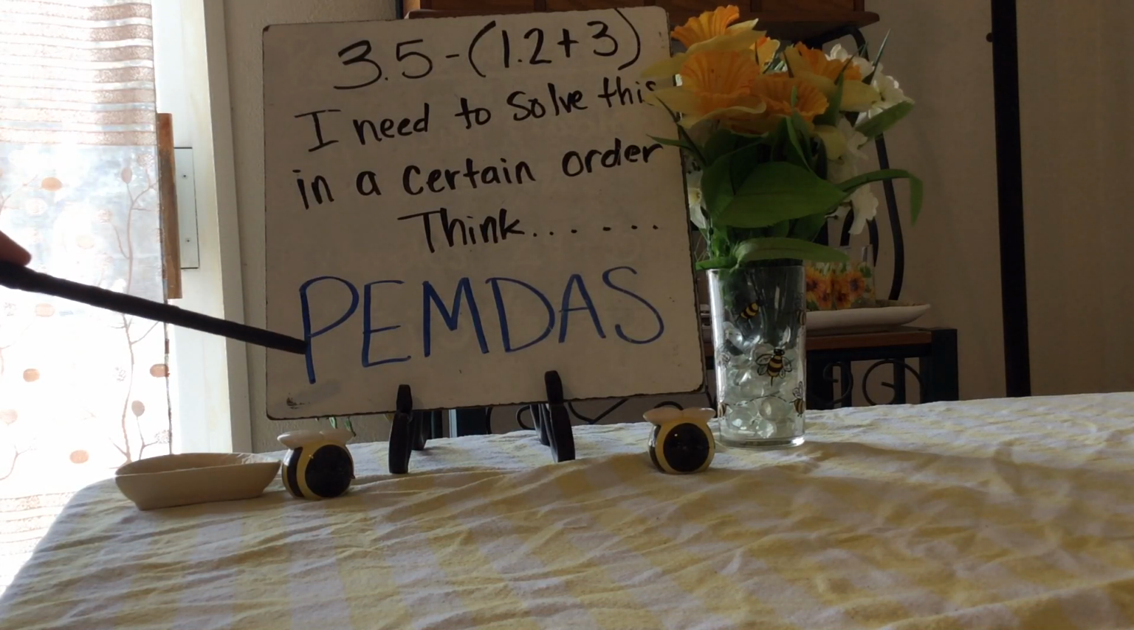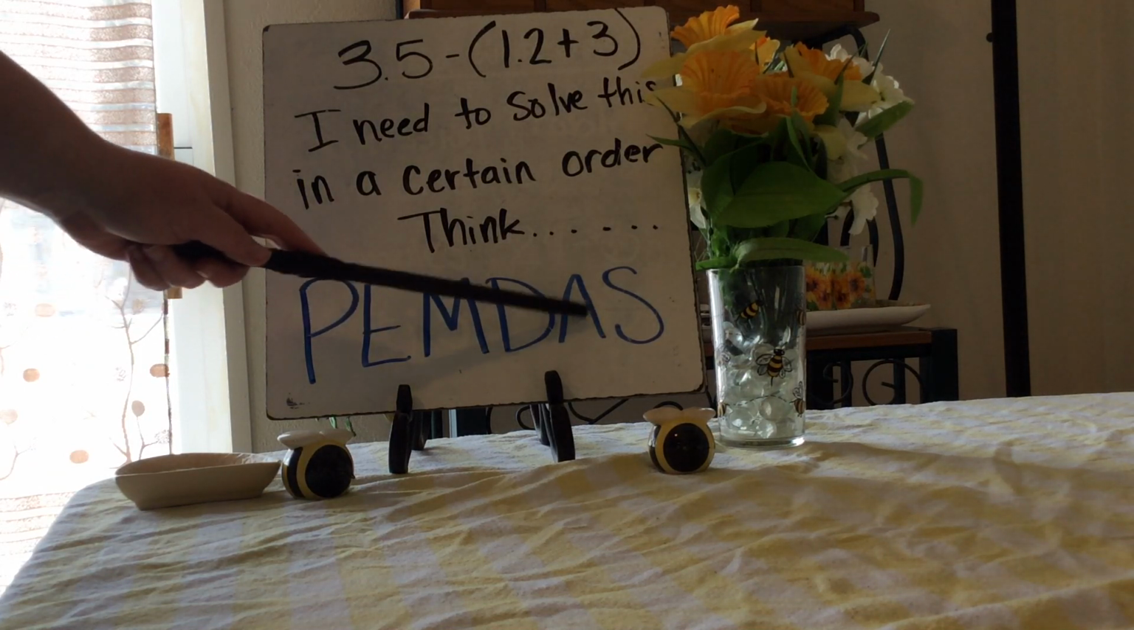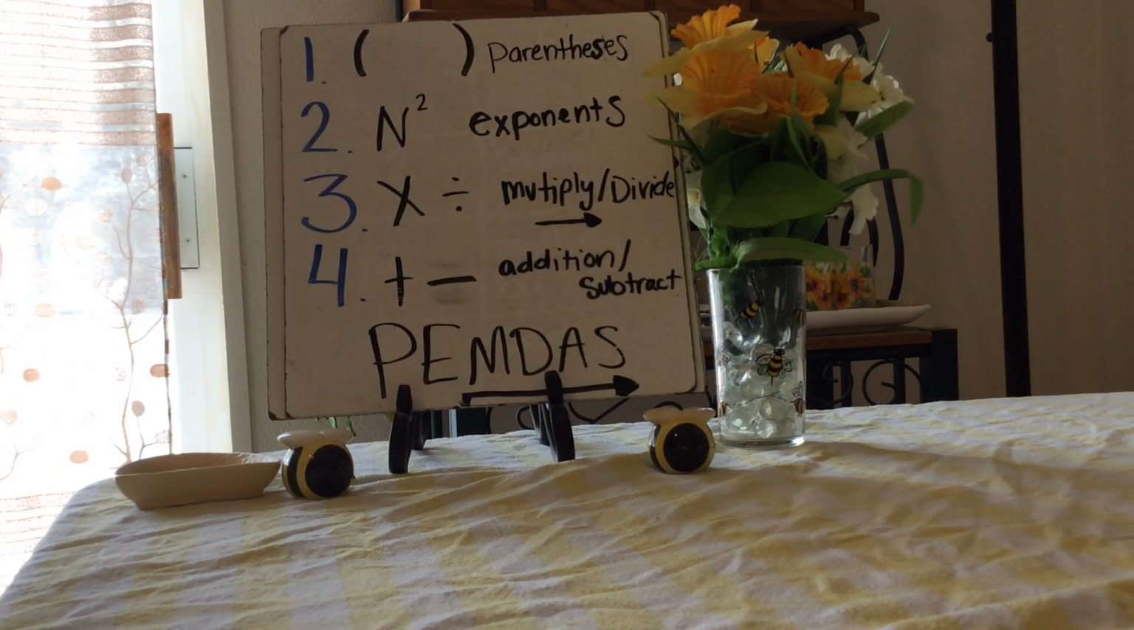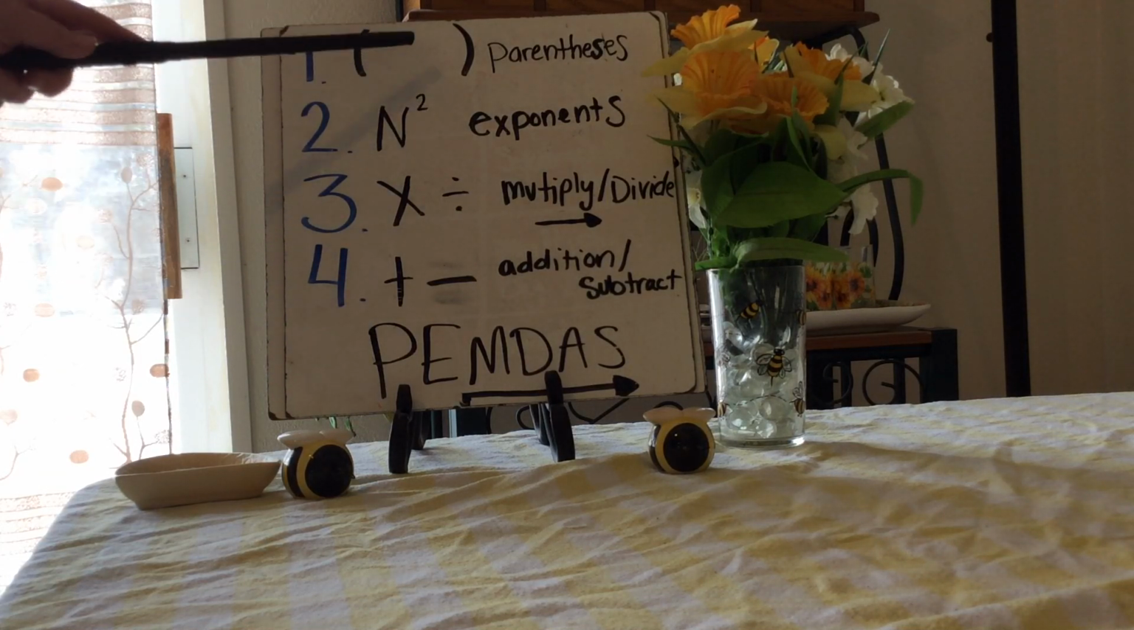There is a little trick though. We can think about PEMDAS. So PEMDAS stands for something. It stands for parentheses, exponents, multiply, divide, add, and subtract. So let's talk a little bit more about that. So the first thing, P, it stands for parentheses. So all the numbers that are inside of parentheses, which are these little things, I need to solve that first. It doesn't matter what it is, whether it's multiplying, dividing, adding, or subtracting. If it's in parentheses, it's first.